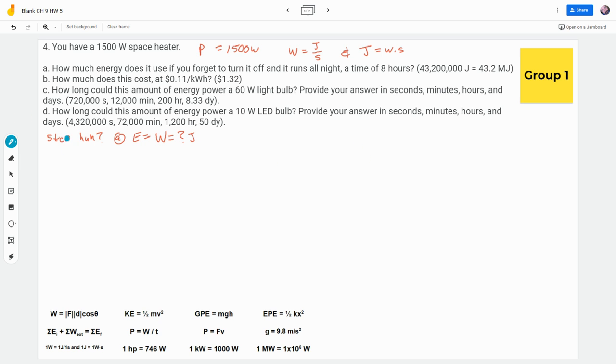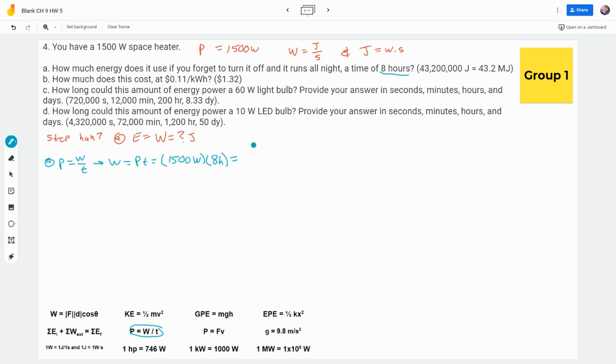So how can we do this? For part A, well, we know, where's the formula? This one. We know that power is equal to work over time. We want the work. We know the power. That's 1500 watts. And we know the time. The time is 8 hours. So if power is work over time, that means work is equal to power times time. So that's really equal to 1500 watts times the time, which is 8 hours. That's how long this thing is on. So 8 hours. All right.